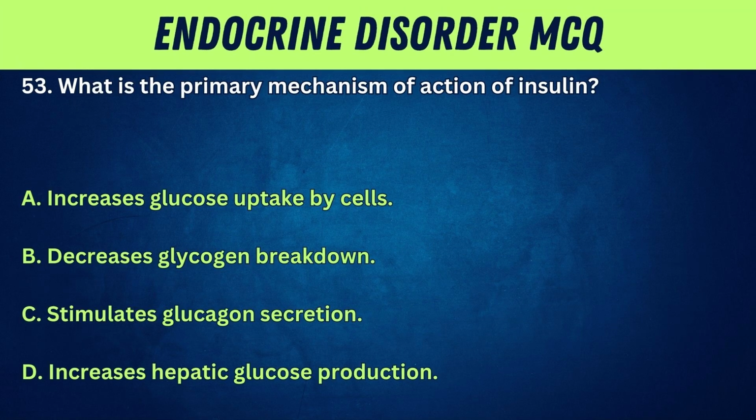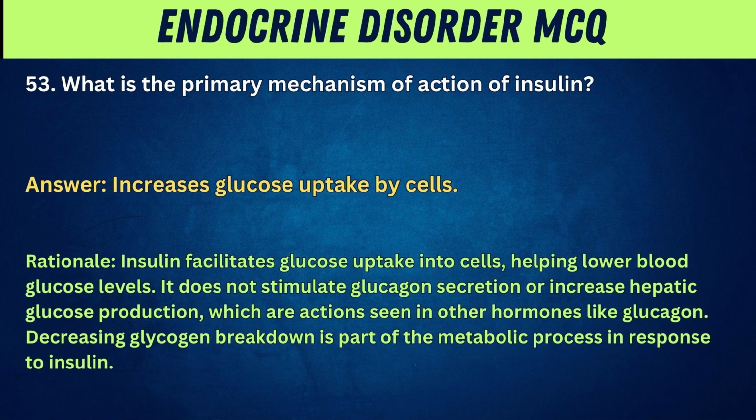53. What is the primary mechanism of action of insulin? A. Increases glucose uptake by cells. B. Decreases glycogen breakdown. C. Stimulates glucagon secretion. D. Increases hepatic glucose production. Answer: increases glucose uptake by cells. Rationale: insulin facilitates glucose uptake into cells, helping lower blood glucose levels. It does not stimulate glucagon secretion or increase hepatic glucose production, which are actions seen in other hormones like glucagon. Decreasing glycogen breakdown is part of the metabolic process in response to insulin.